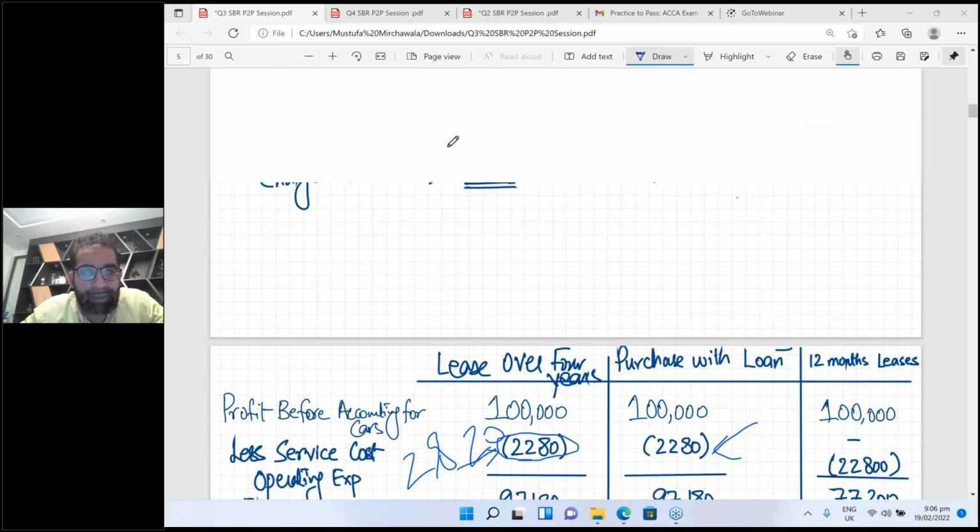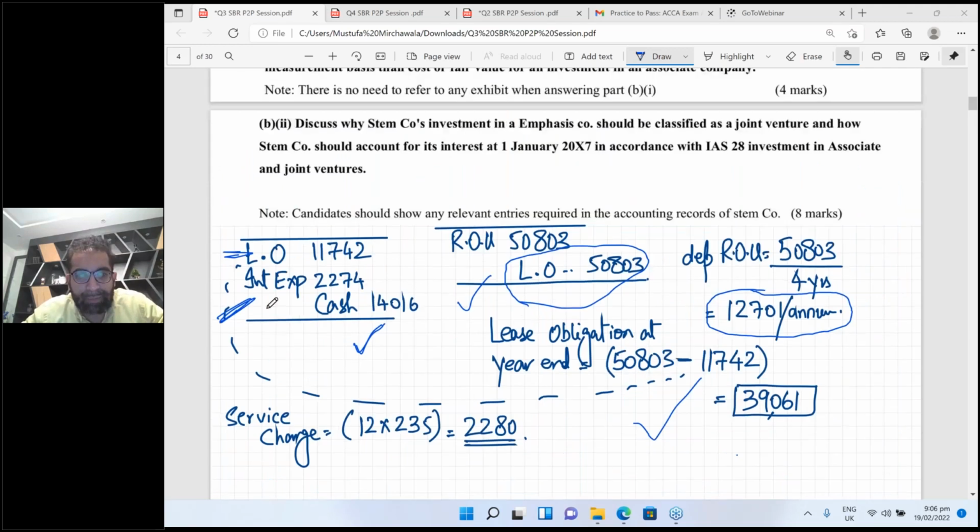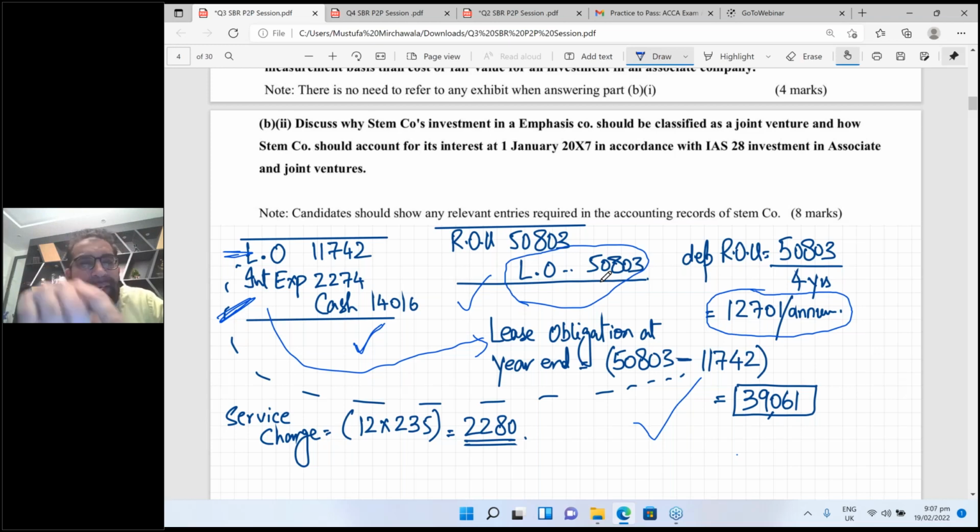Can you see this connection? See the original liability. Take out your calculator: 50803. I have directly subtracted 11742 from 50803 because I made the entry for you, so that you get this number.